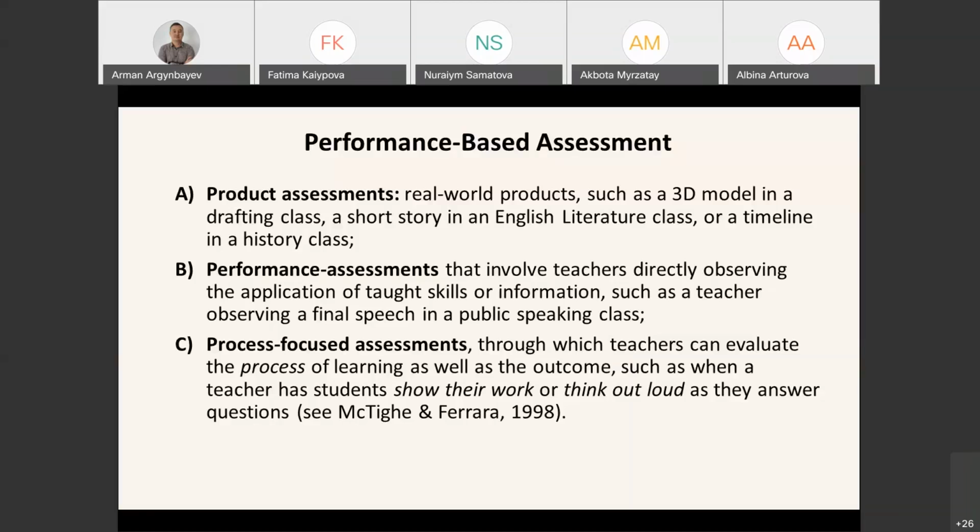And the third one, process-focused assessments. This is what our students in our geography actually don't like a lot because they think that product is more important than process. You know, our students usually do A and B, but they don't like doing C because you have to attend classes on a regular basis. Because teachers evaluate the whole process.